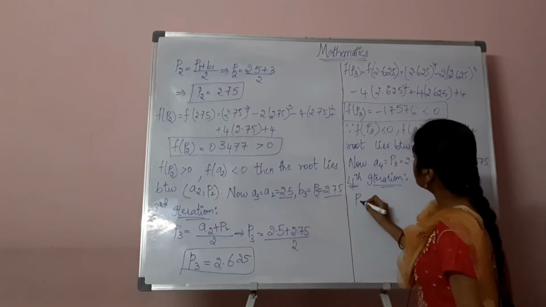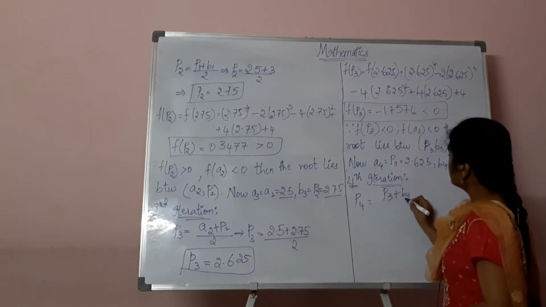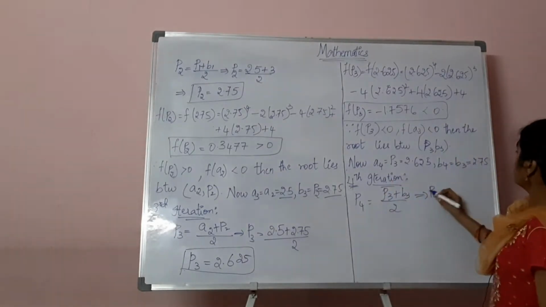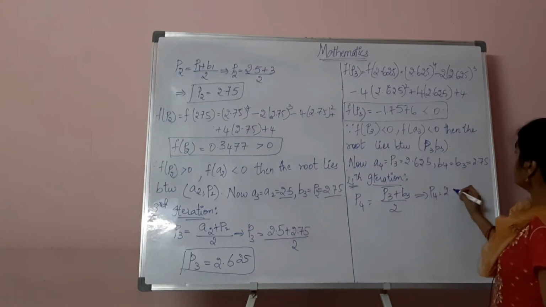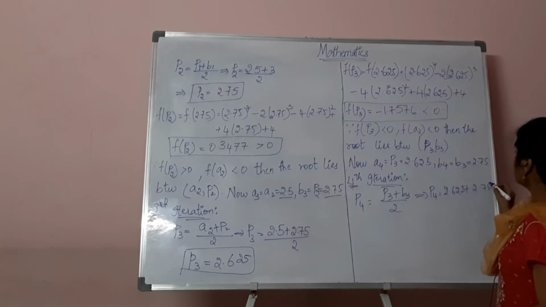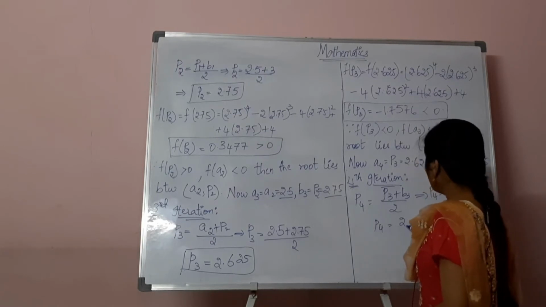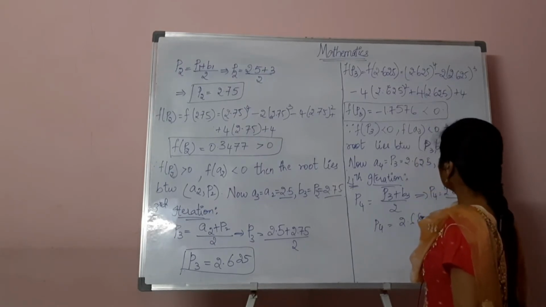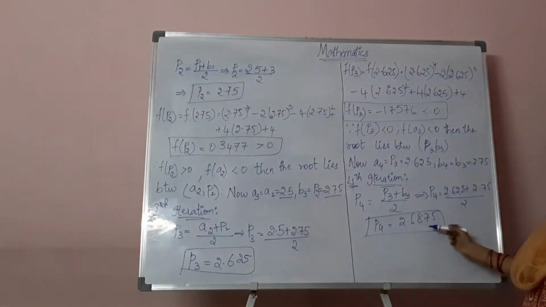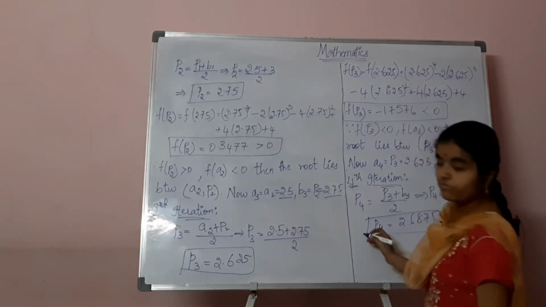So now P4 equals, what are the terms here? P3 plus B3 by 2. So what is P4 here? P4 equals 2.625 plus 2.75 divided by 2. How much do we get after calculating the P4 value? 2.6875. This is the P4 value. After calculating, we are getting P4 equals 2.6875.